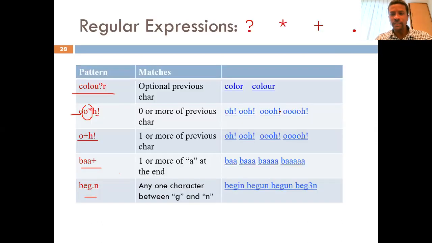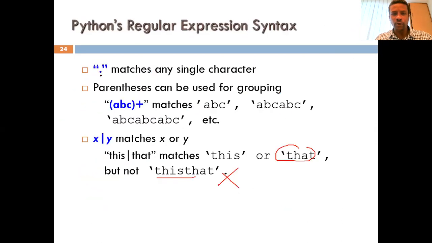A dot means any single character. Slash dot means the dot itself, a period, not a single character. Now in this case, I mean a period, the dot itself. Okay?